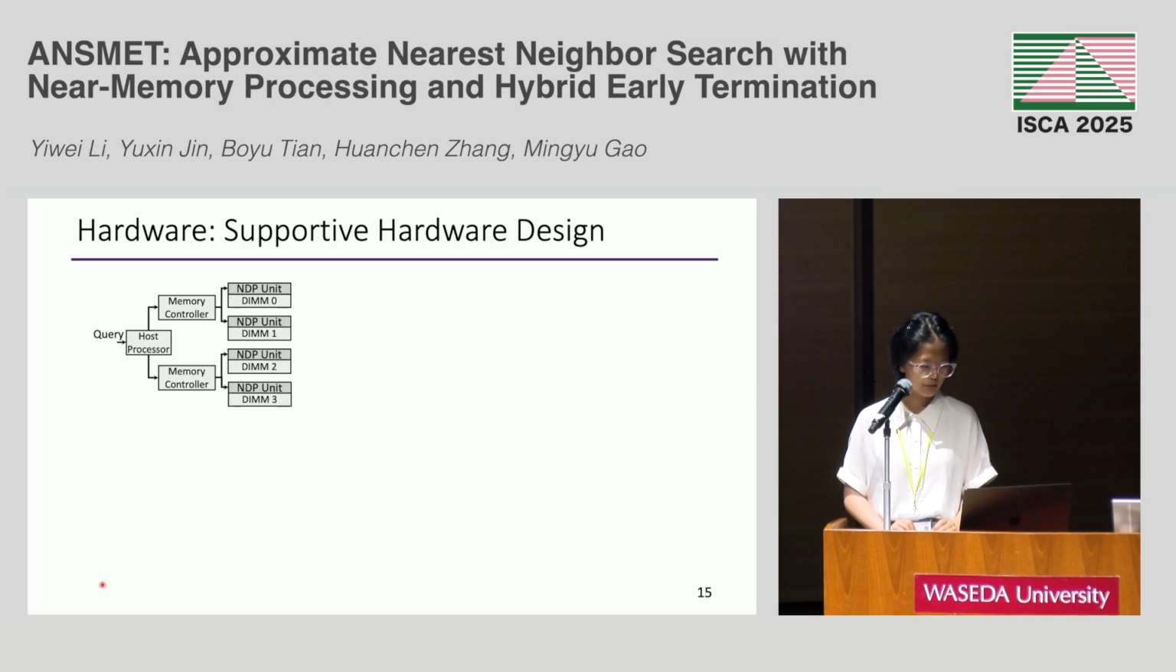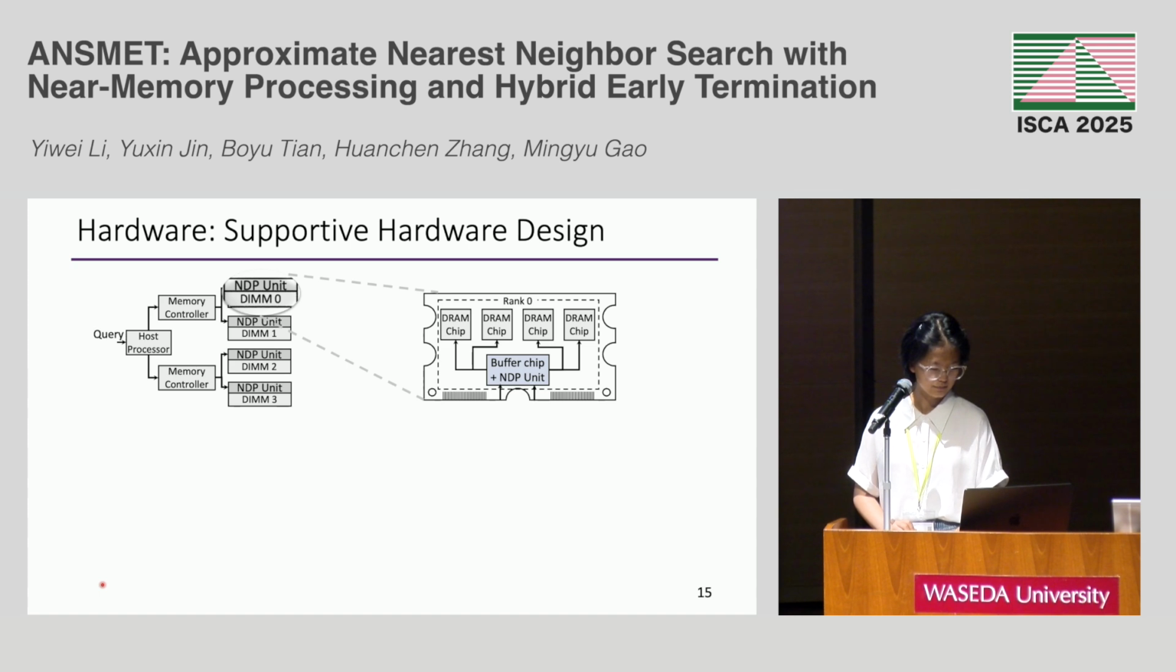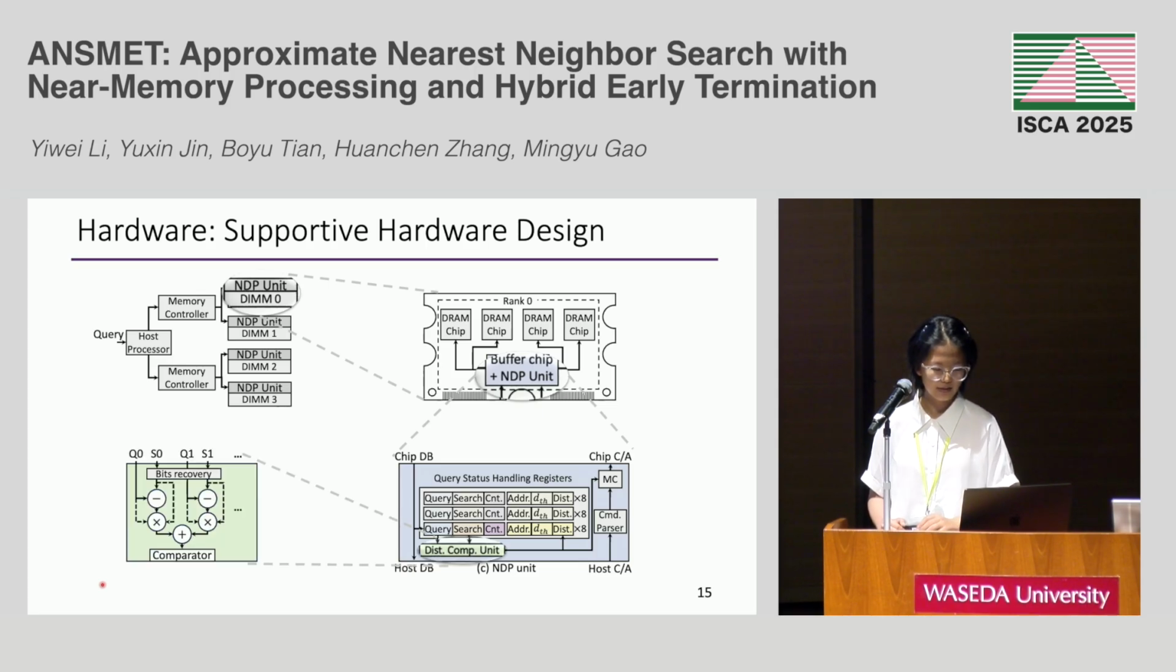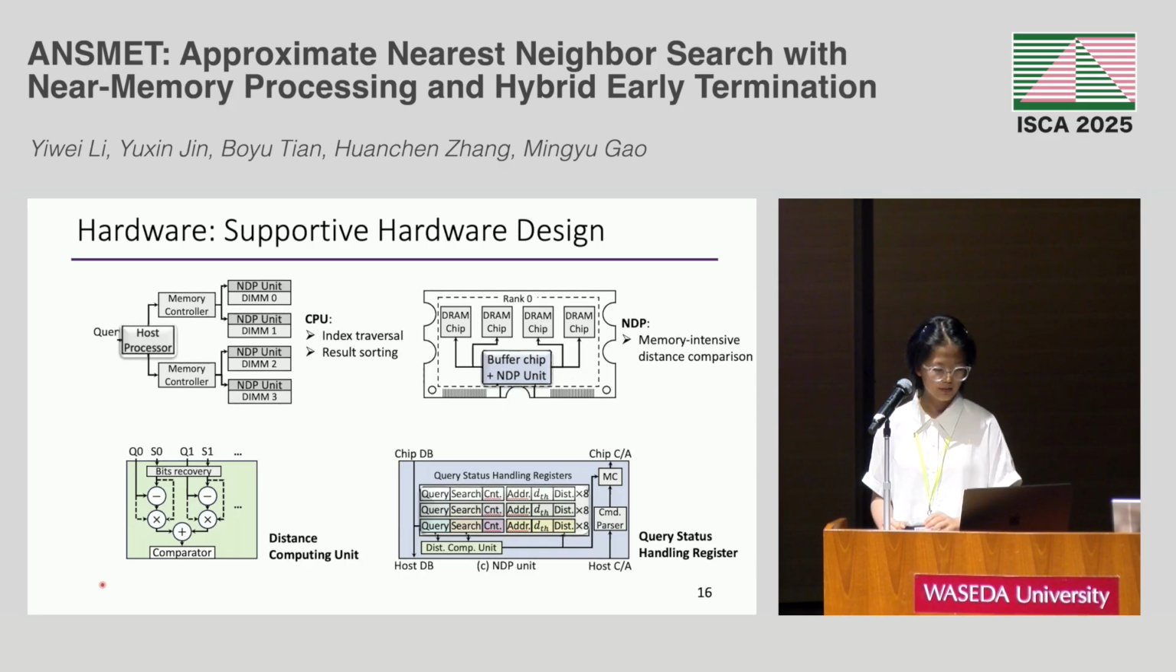Let's zoom into the DIMM-based NDP architecture. Each NDP unit has 32 query status handling registers, which are called QSHRs, which hold the metadata and task information. And besides the registers, there's a distance comparison unit that can recover the base and compute the distance in parallel. So here's the overview of the current hardware design and workload assignment.